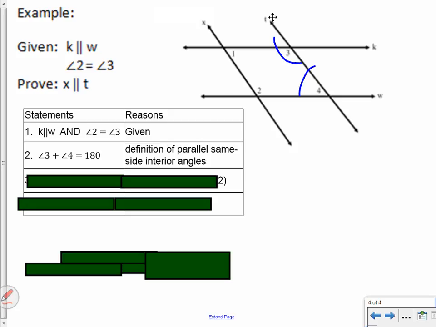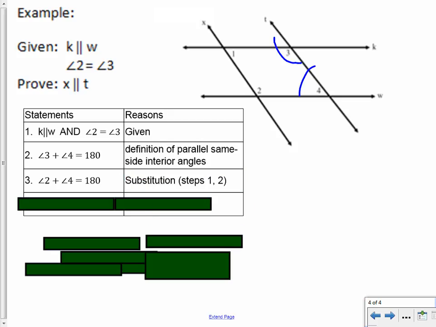Okay, now let's look at this. If angle 2 equals angle 3, and here we have an angle 3, I can just plug in 2 everywhere that I see 3. So I can change that to say angle 2 plus angle 4 equals 180. What lets me replace that or just plug that in? That's substitution using steps 1. So this step plugging into this step. So substitution from steps 1 and 2.